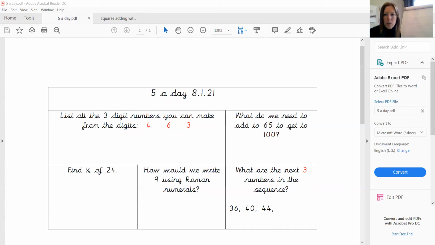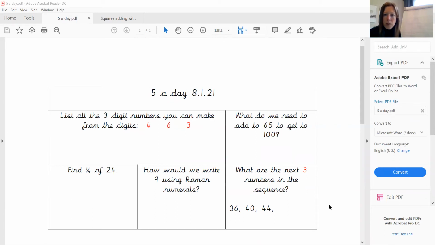But before we do that, we're going to get our maths brains in gear, and we're going to be doing our 5 a day. So this is also a good way just to remind ourselves of things that we have learnt recently as well. So in today's folder, there is a sheet which has got your 5 a day questions on there for you to have a look at. So hopefully you have got that printed off. Those are the questions there.